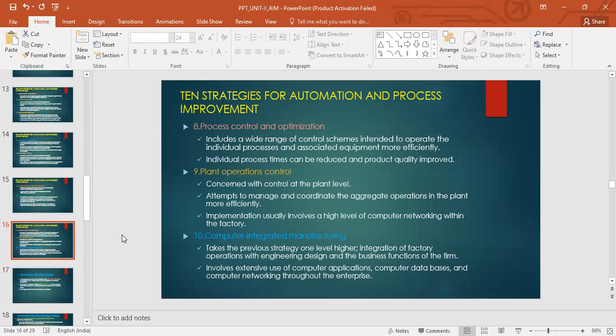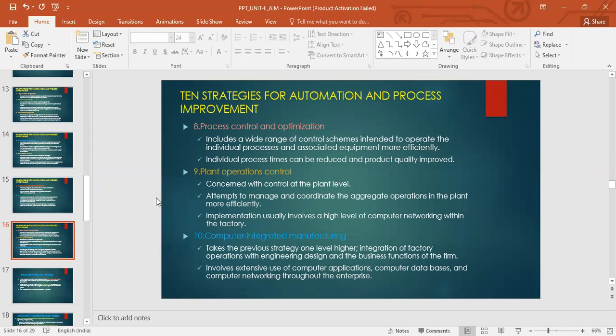So as is obvious, it will involve extensive use of computer applications. So you have this concept called ERP, right? Enterprise Resource Planning. So basically ERP is what implements CIM. Okay, we have seen this, right?